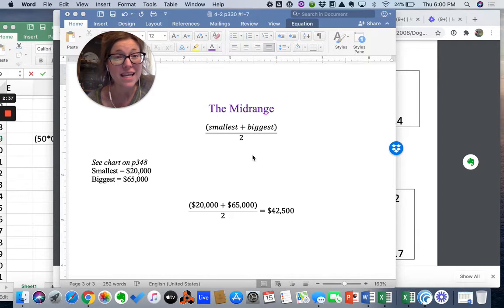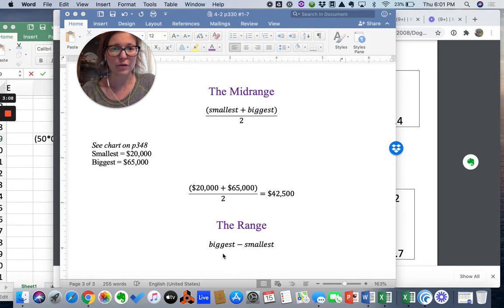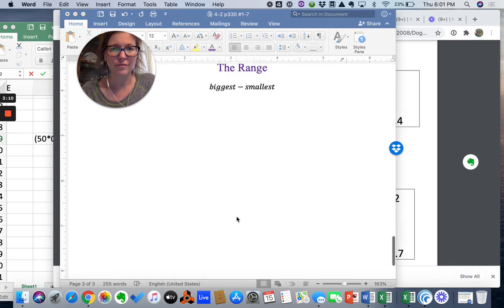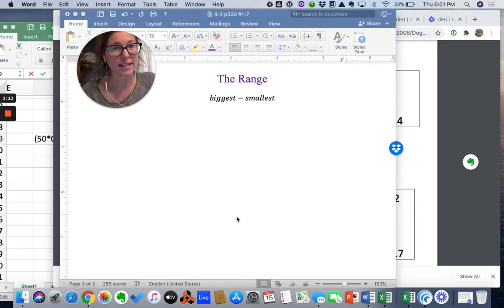So the mid-range, which is halfway between the smallest and the biggest, is really thrown off if all of your data is here, but you have one that's way up here. That's going to throw off your mid-range. Well, your range is just how far apart your biggest to smallest is. Mid-range is what is that middle place? The range is how far apart are they. So to find the range, we subtract. There's our range. Biggest minus smallest. Pretty easy.